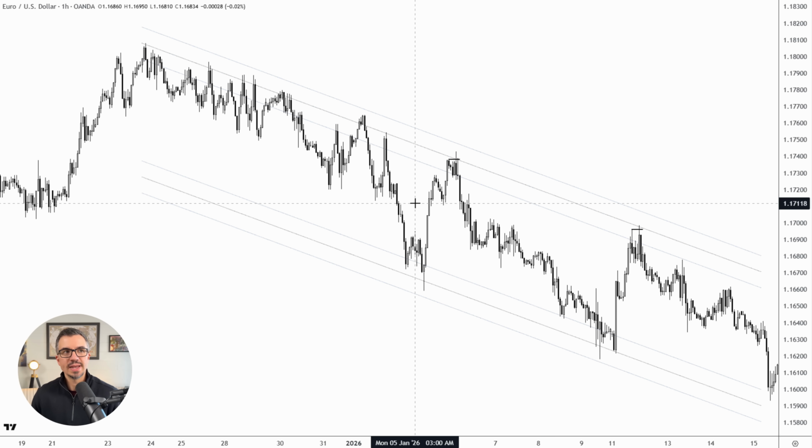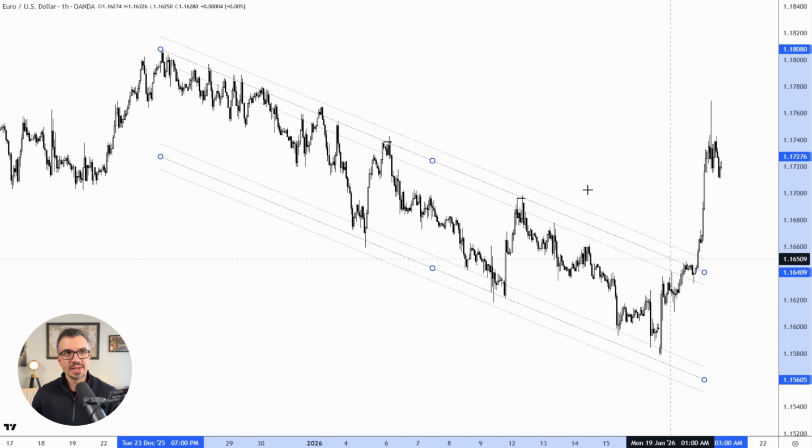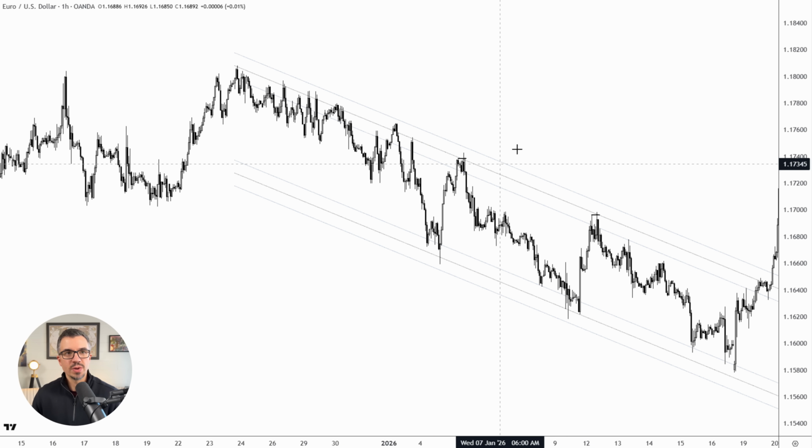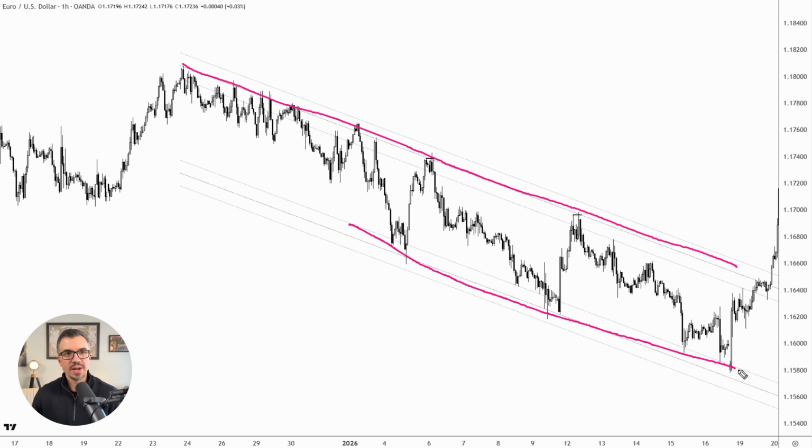Now, the point of this is not to nail highs and lows. We're not trying to use this as support and resistance here in the market. However, you can see that clearly this market did find resistance up here at the upper band of this channel and support down here at the lower band.